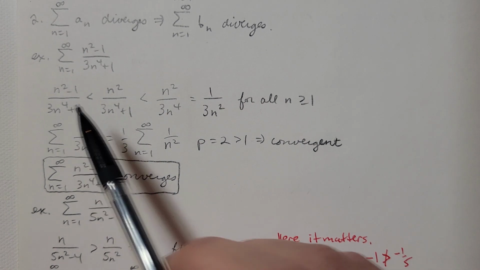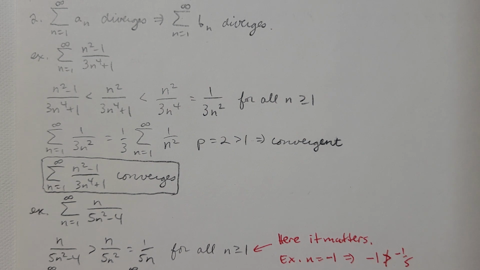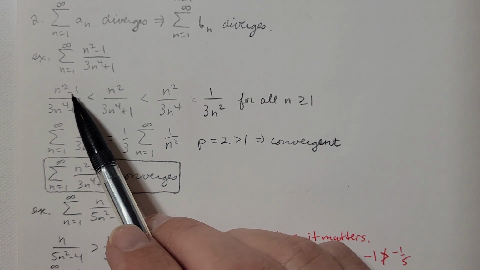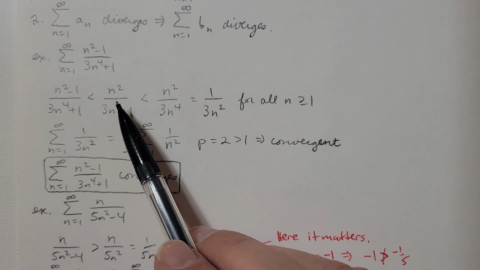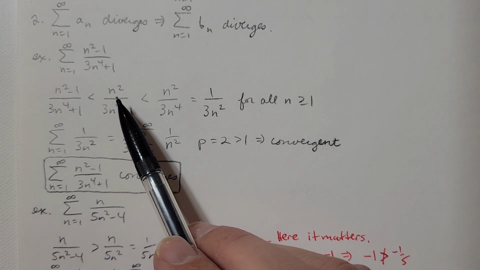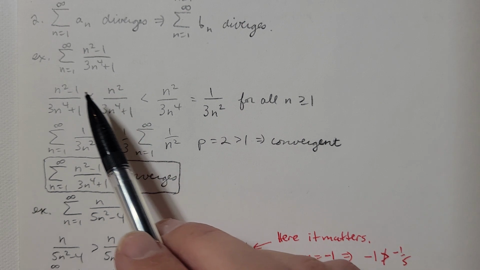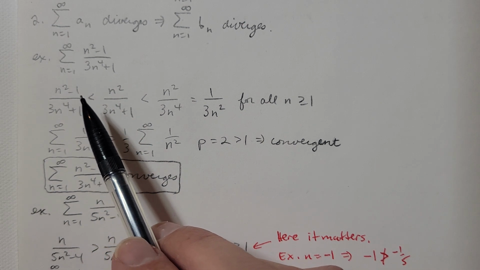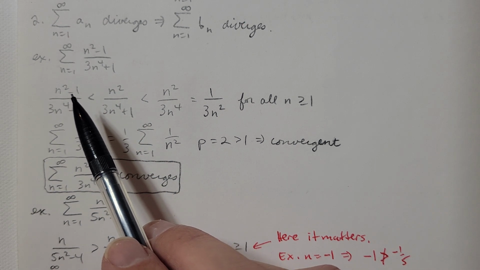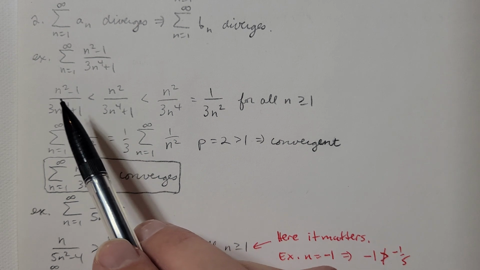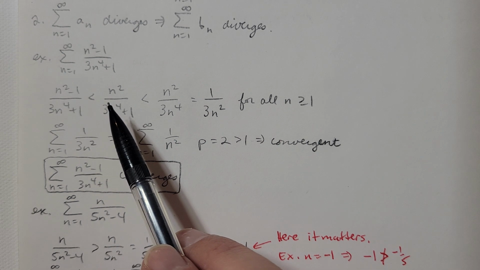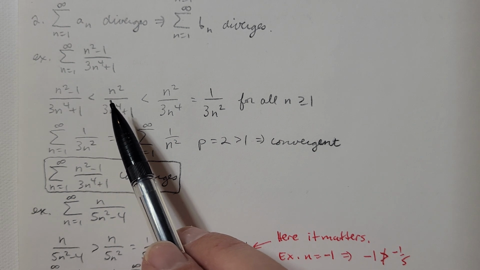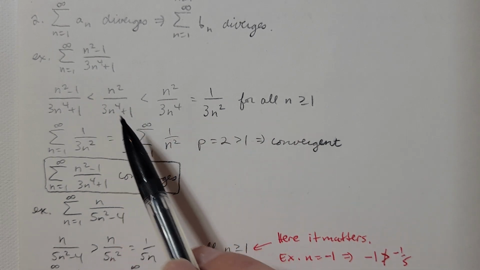Okay, so I have the sequence n squared minus 1 divided by 3n to the fourth plus 1. Now, what if I did not have the minus 1 up top? Well, if I didn't have the minus 1 up top, then the right side is always going to be bigger than the left side, right? Because on the left side you're subtracting 1 in the numerator, so the left side is going to be smaller than the right side. And that's going to happen for all values of n bigger than 1.